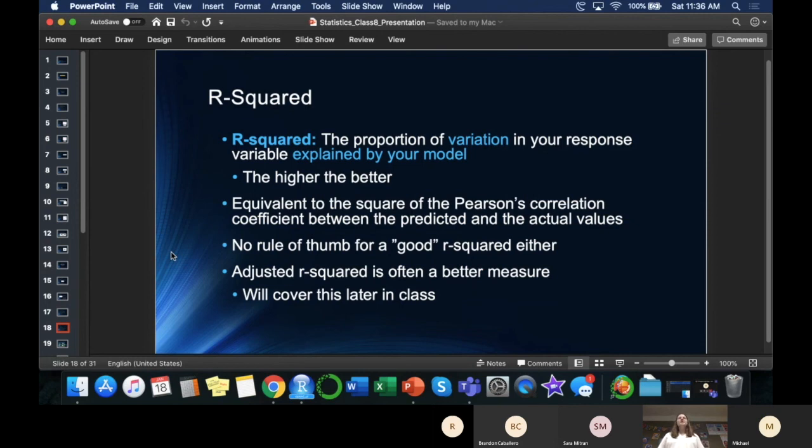So if you are seeing an R squared of 70, that means about 0.7, and it goes from 0 to 1. So if you see 0.7, that would mean 70% of the variation in our response, so heart disease mortality, is explained by our predictor variables. So our entire model. That evaluates the model as a whole. The higher that is, the better it is.